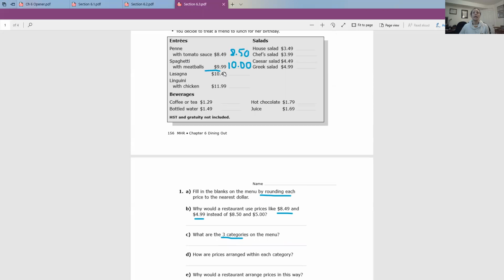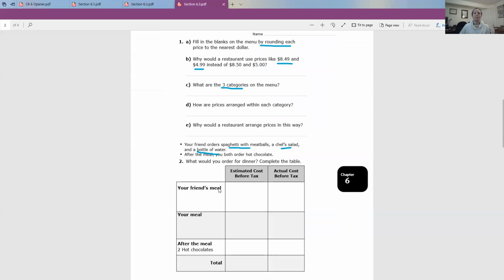So spaghetti, chef's salad, and a bottle of water. Spaghetti with meatballs was $9.99, so it was about $10. The chef's salad is $4, and the bottled water is $1.50. So the 10, the 4, and the $1.50. If I round this, I should get approximately $15.50. You can actually calculate the actual cost in the next column. So add the $9.99, the $3.99, and the $1.49, then you can put the cost here. Do your own, add up the cost for the 2 hot chocolates, and come up with a total.